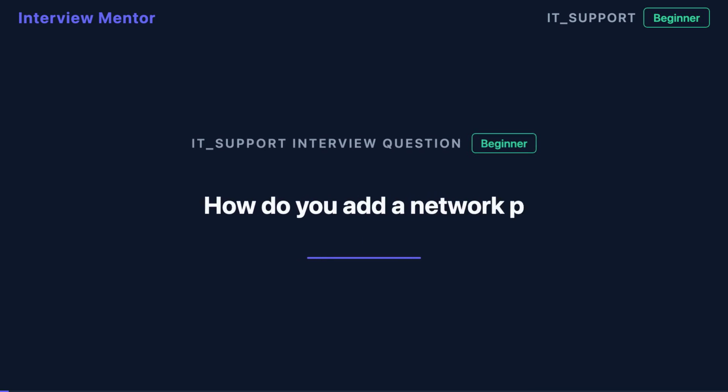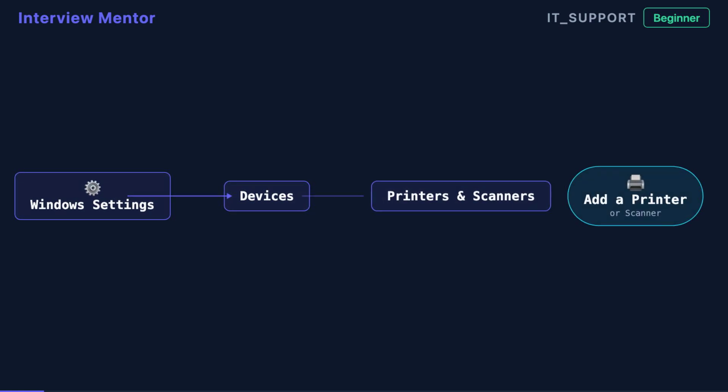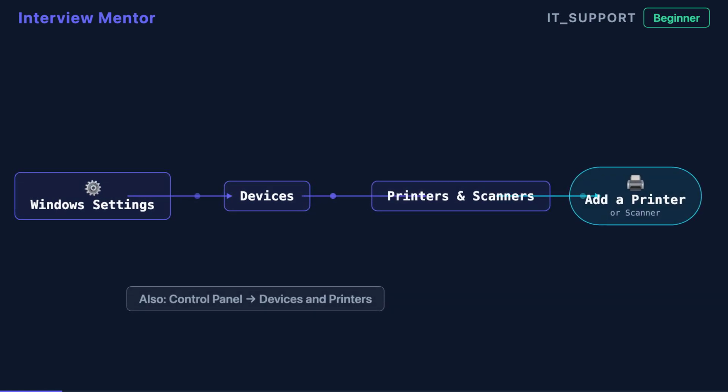Network printer missing? Here's exactly how to add one in Windows step by step. Open Windows Settings and navigate to Devices, then select Printers and Scanners. If you're on an older machine, you can reach this same destination through Control Panel under Devices and Printers instead. Either way, once you arrive, look for the Add a Printer or Scanner button and click it. That single action kicks off the whole process.